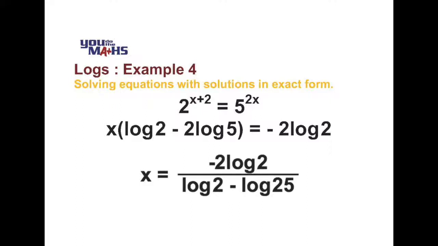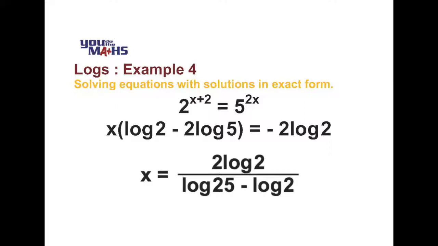We can also tidy the numerator of our result. Negative 2 log 2 can become positive by dividing both the top and bottom line by negative 1. When we do that, the denominator switches, so instead of being log 2 minus log 25, it becomes log 25 minus log 2.